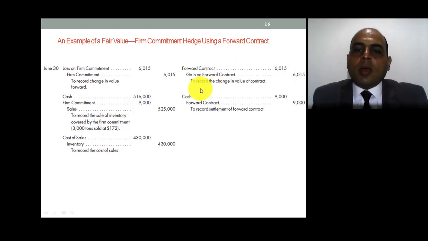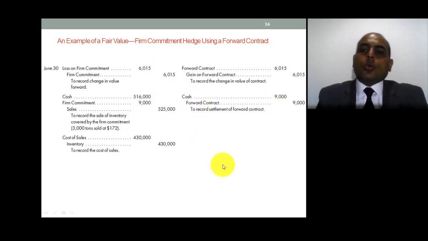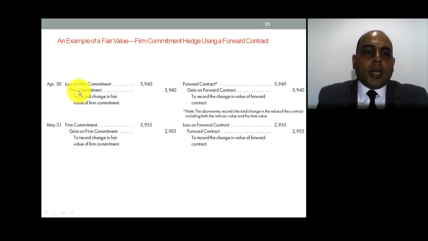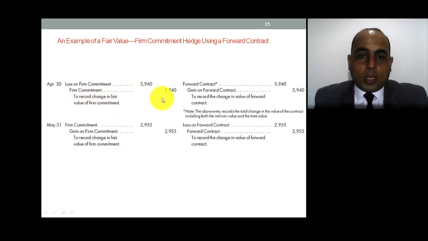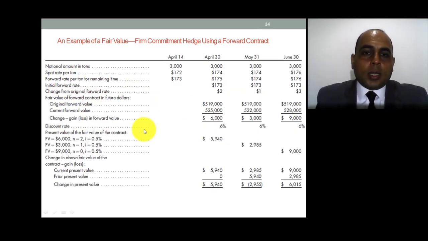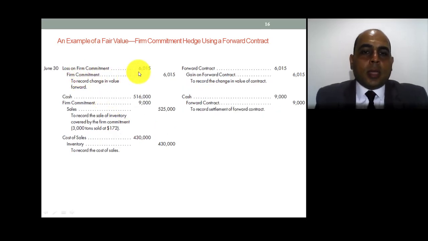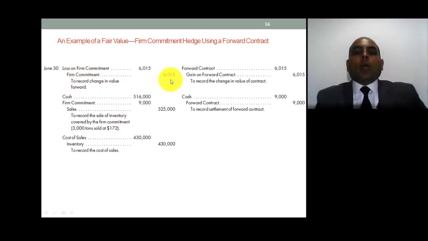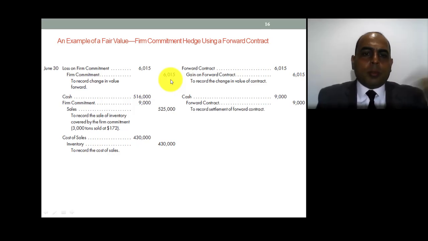So we will receive 9,000 to settle the contract itself. Cash will be debited by 9,000. Forward contract will be credited by 9,000. On the other hand, we have commitment to sell 3,000 tons by 172. Here we have provided the commitment. We credited it by, first of all, 5,940, debited by 2,940, and credited at the end by 6,015. So we have liabilities, or firm commitment, of 9,000.